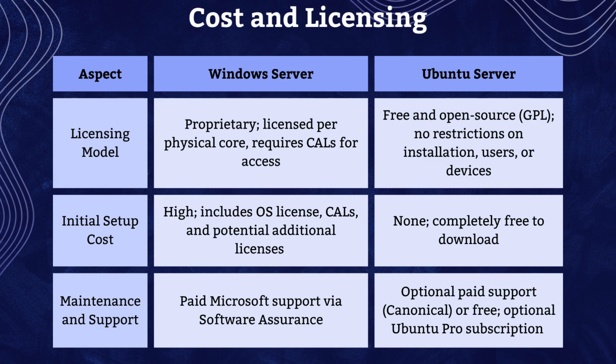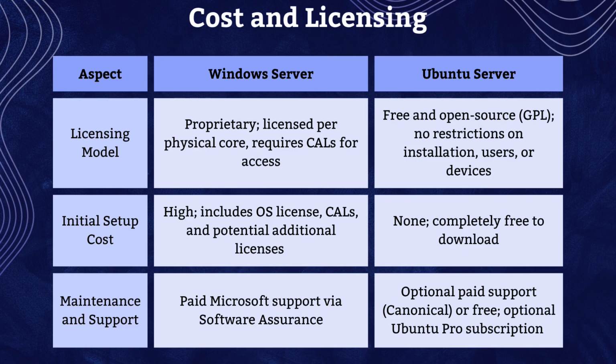Next, initial setup costs. Deploying Windows Server involves substantial upfront costs, including paying for the server license, purchasing CALs for each user or device, and potentially adding extra fees for advanced features, updates, and cloud integration options. Ubuntu Server doesn't have this cost. You can download it from the official website, install it on a single machine or thousands of servers, and immediately begin configuration and deployment without worrying about license checks or hidden fees.